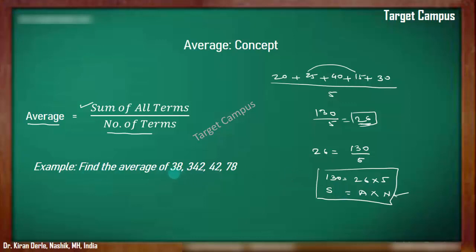So find the average of 38, 342, 42 and 78, right? So 8 plus 2 is 10, 8 plus 2 is 10, that is 20. So 2 will be carried. 7 plus 2 is 9, plus 4 is 13, plus 4 is 17, plus 3 is 20. So 2 plus 3 is 5, right? So 500 by 4 is 125. So this becomes our average. These are the sum of all terms and these are the number of terms, right? So this is the basic concept of averages.